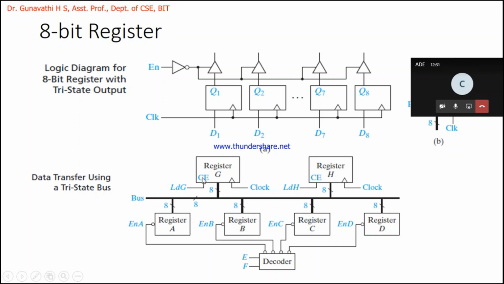But if you observe here, the clock enable: if my LDG is high, then register G is enabled, and the output of A will be driving G. If LDH is also high, then this data will flow to both registers, based on LDG and LDH. So this controls whether the register is activated or deactivated. That's it. Is this clear?